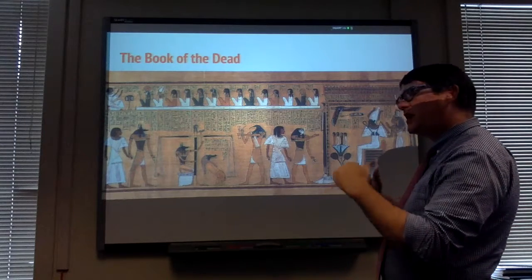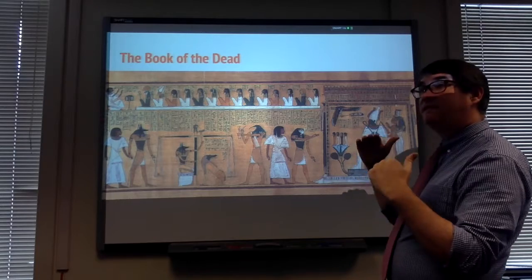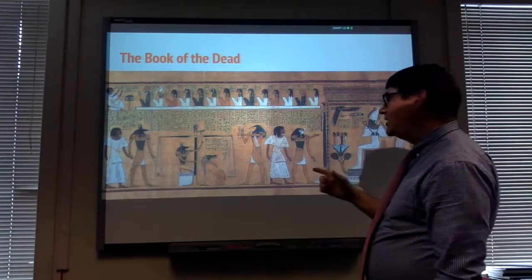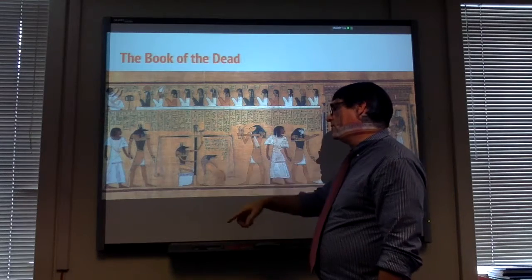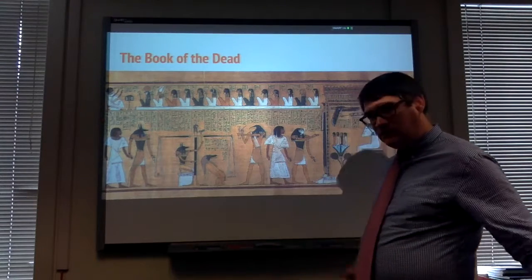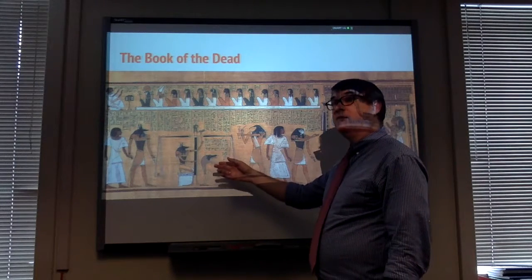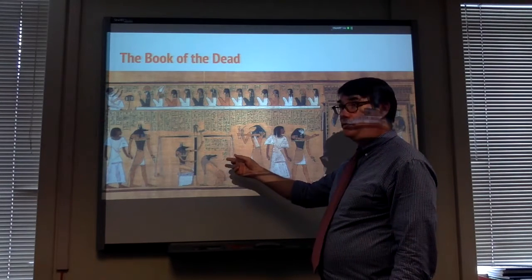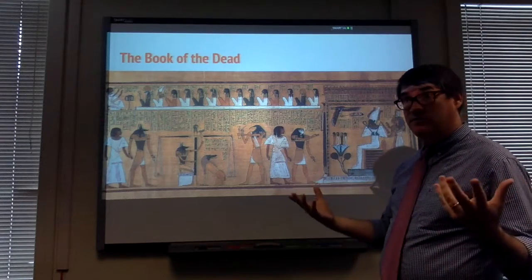Now, if your heart was heavy with sin, then it would be heavier than the feather, and therefore you would fail the test. And your punishment is that you would be eaten by this beast here with the alligator head and the leopard body and the hippo butt. All the fat goes to its butt, right? Now, his name is Impepe, and Impepe would find your soul delicious, and he would devour it for all eternity. Now, that's the Egyptian hell.